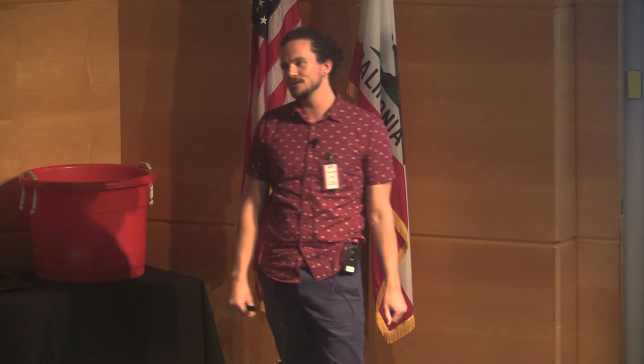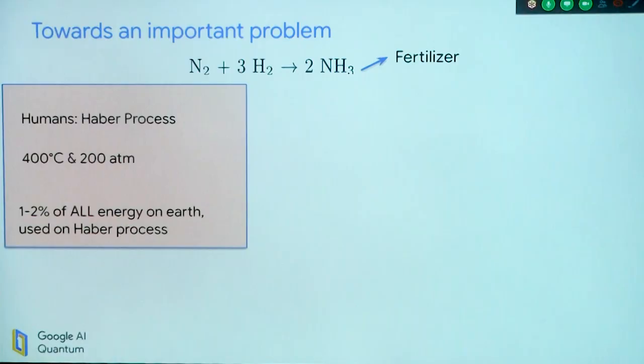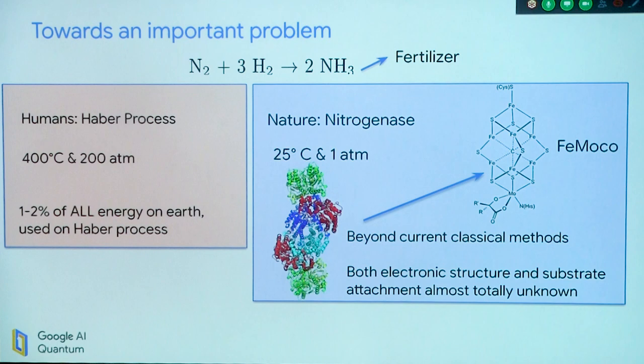By current estimates, it uses 1 to 2% of all energy on Earth, which is a lot of energy. On the other hand, you say, well, plants and things were around, animals were eating long before we had industrial factories, so where was that coming from? And actually, nature is able to do it in a much more benign way, which is at room temperature and atmospheric pressure, which it better be able to if it's just sitting in the soil.